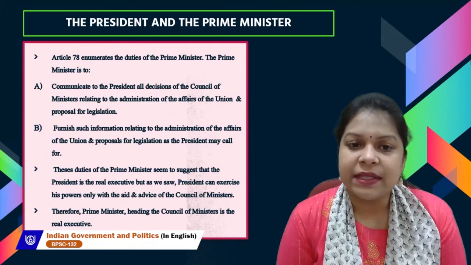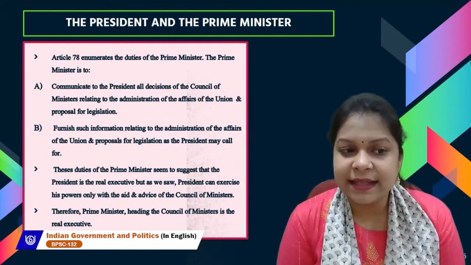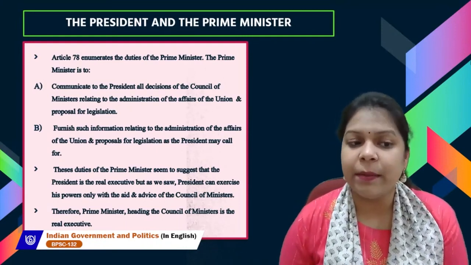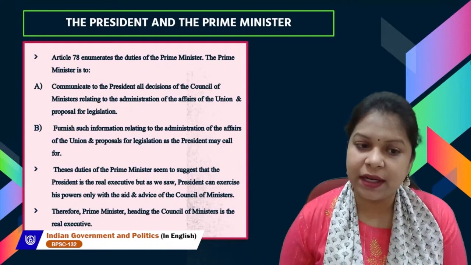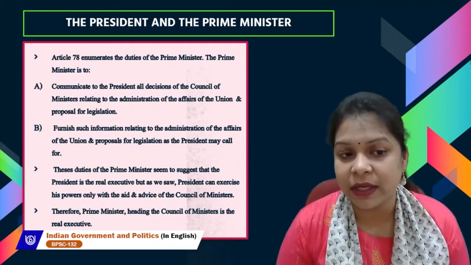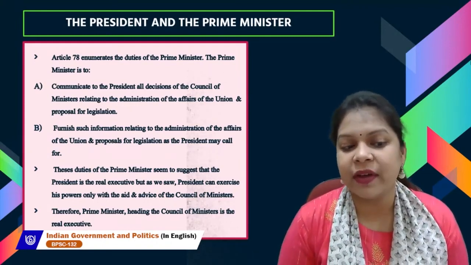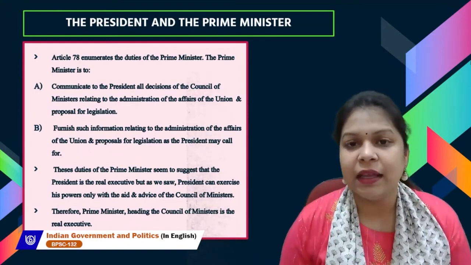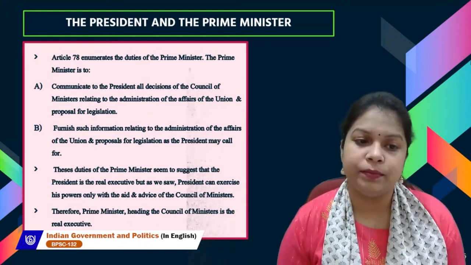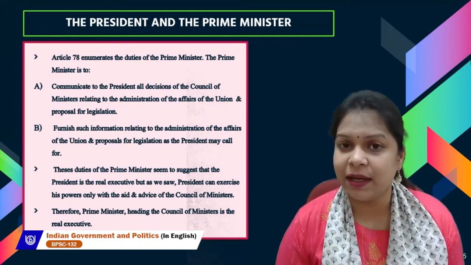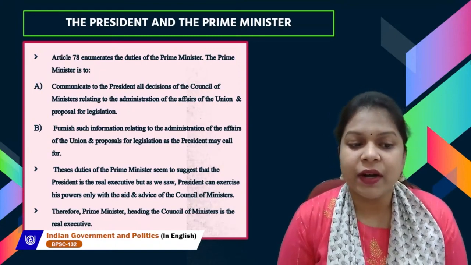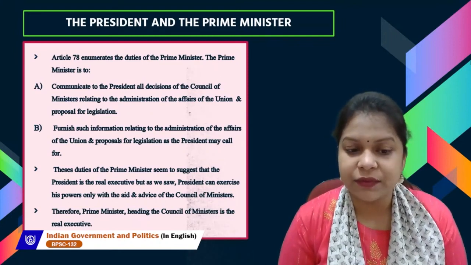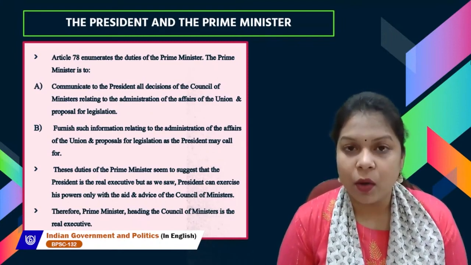Now let's talk about the President and the Prime Minister. So Article 78 enumerates the duties of the Prime Minister. The Prime Minister is to communicate to the President all the decisions taken in the Council of Ministers relating to the administration of the affairs of the Union and proposals for legislation. So whatever is happening in the Parliament should be communicated to the President by the Prime Minister. He also furnishes such information relating to the administration of the affairs of the Union and proposals for legislation as the President may call for.